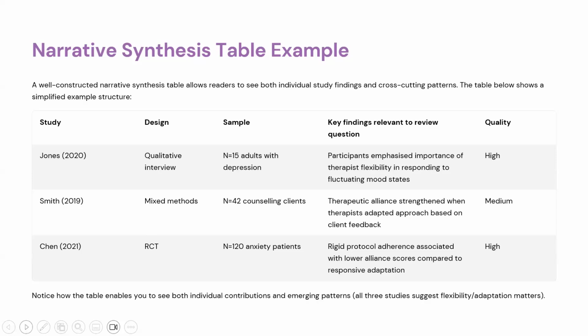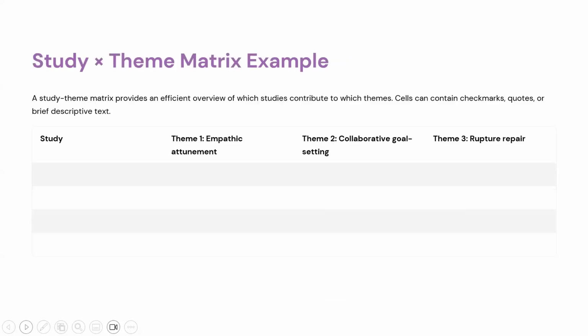So you notice how the table enables you to see both individual contributions as well as emerging patterns. For example, all three studies suggest flexibility and adaptation matters. So when you develop a narrative synthesis table, it's again not just reporting findings or summarizing findings. It also should very quickly and easily allow you, as well as any casual reader, to be able to actually see what patterns are actually coming out from the literature.